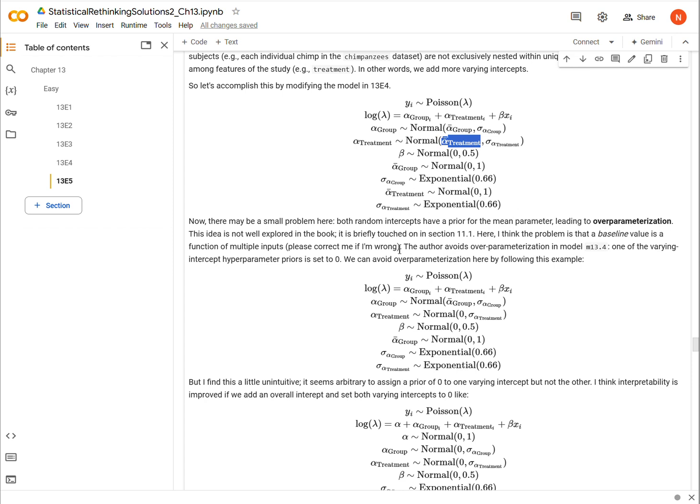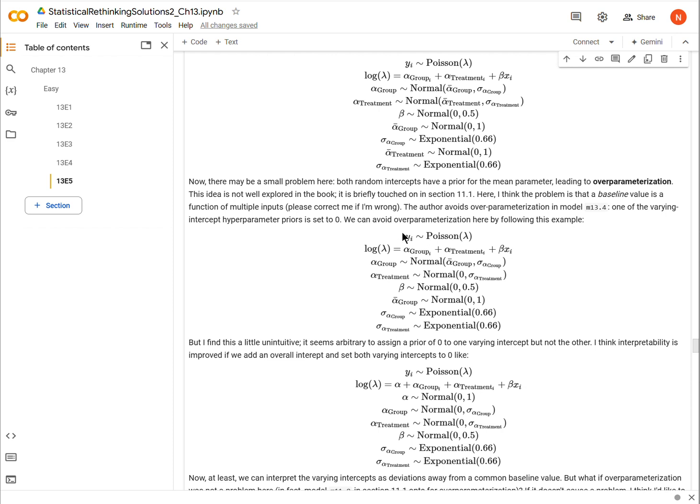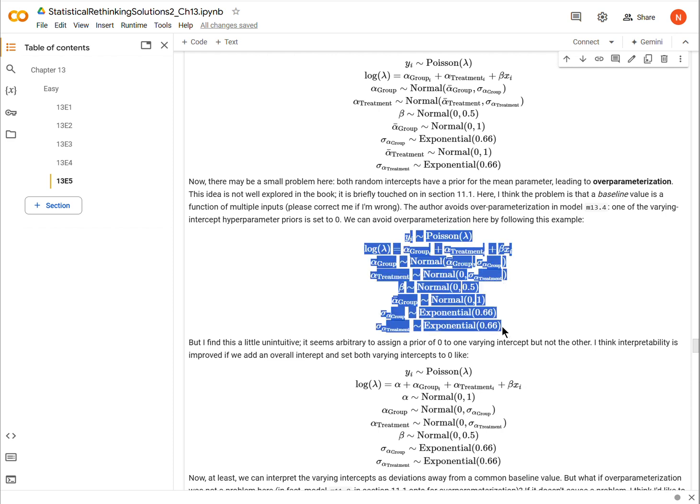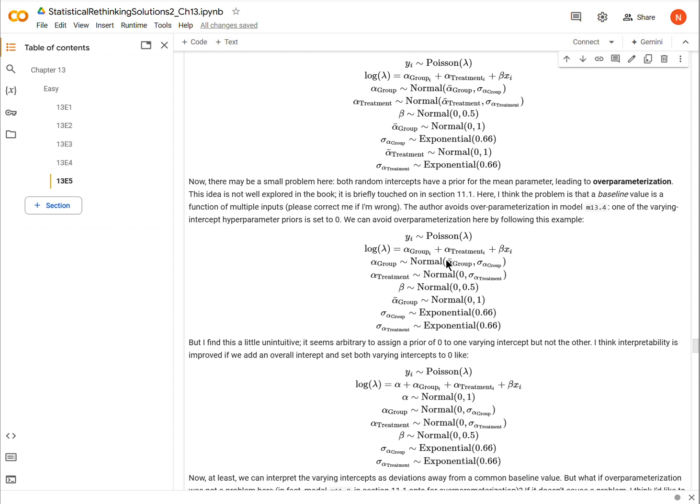Okay, so the way that the book would do this is to set one of these priors to 0. I'm actually not really sure how that overcomes the problem, because this is just the prior. Anyway, I'm not really sure how this overcomes the problem. But another thing that I don't like about this parameterization is that it doesn't feel super intuitive to me, because it's kind of handicapping in a way one of these intercepts.